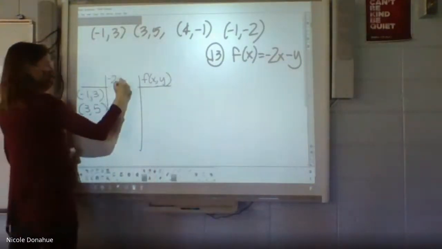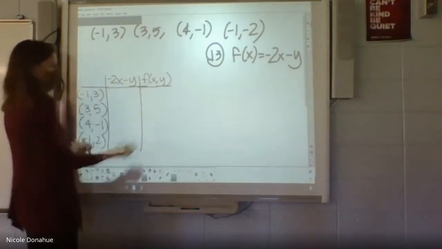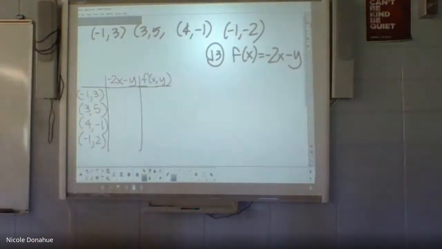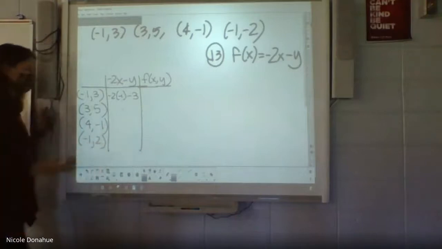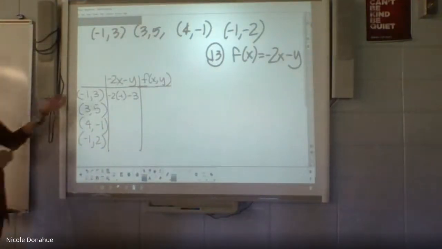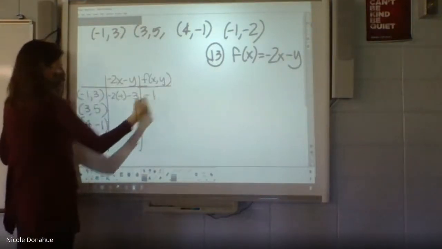So negative 2x minus y. So again, it's possible you just misconstrued some numbers, something like that. We're putting these values in. So negative 2 times negative 1 minus 3. So that'll be positive 2 minus 3, so negative 1.